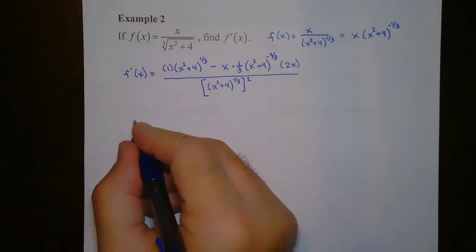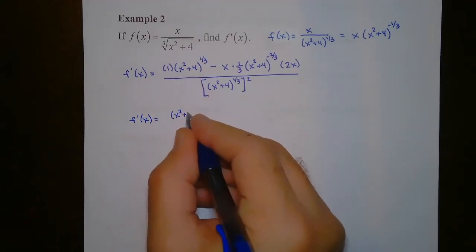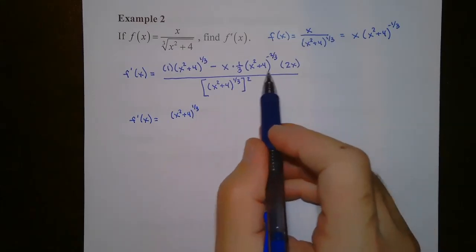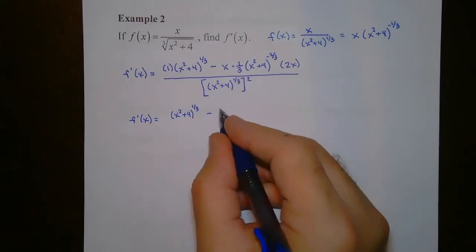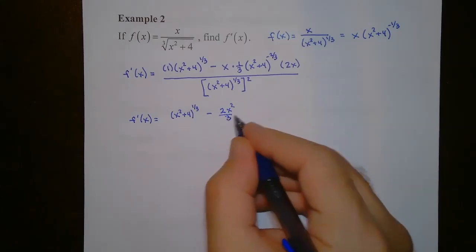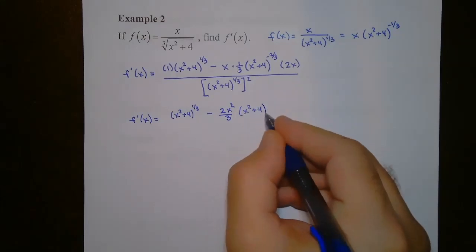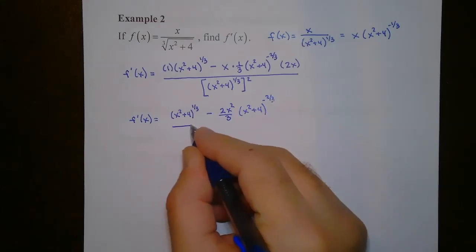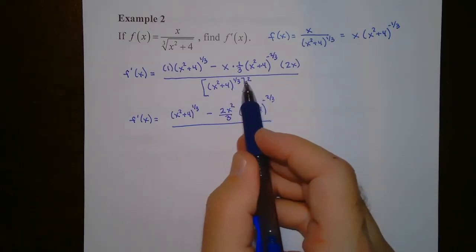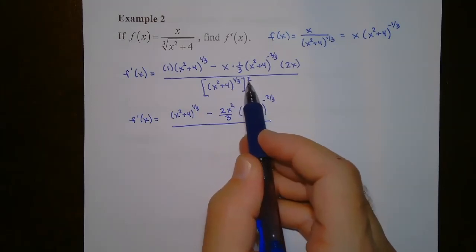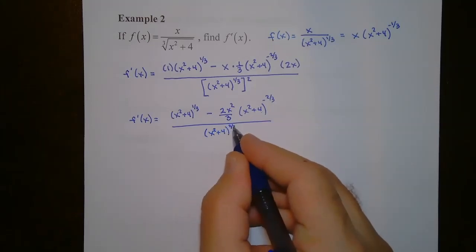And so f prime of x is still equal to x squared plus 4 raised to the 1/3 power. Now what we'd have is minus, and this would be 2x squared over 3, times x squared plus 4 to the negative 2/3 power, all over. To simplify the denominator, we have something raised to a power and raised to another power, so we need to multiply these. 1/3 times 2 becomes 2/3. So this is x squared plus 4 raised to the 2/3 power.